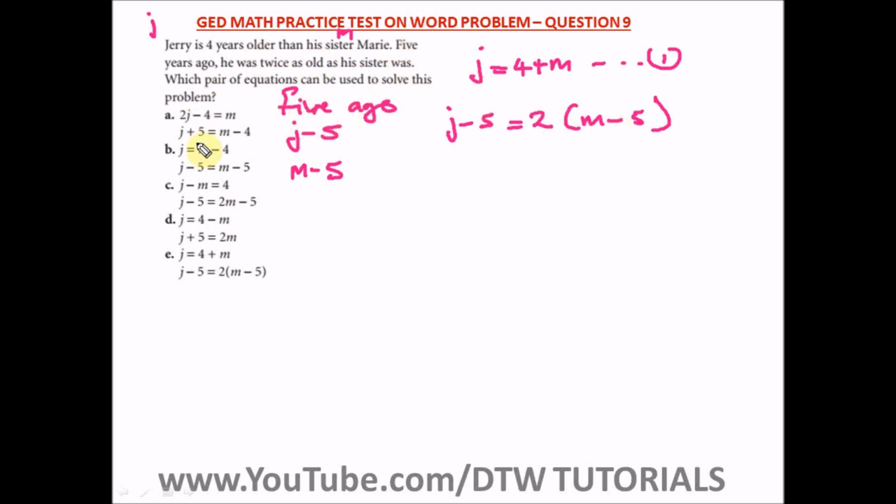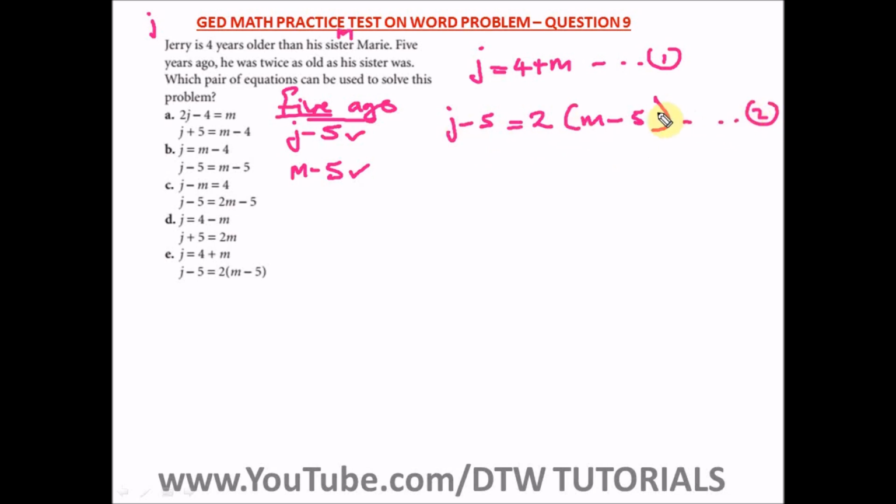So both of them 5 years ago. Okay, 5 years ago, these were their ages. This was Jerry's age and this was Mary's age. Okay, and this statement says he was twice, that's 2 times his sister's age 5 years ago. That's why we have this statement. So this is our second equation.